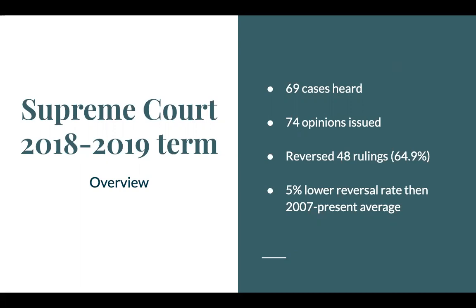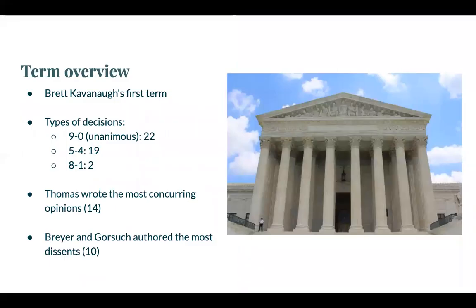That's really interesting about where the cases came from. How about the nature of the court's opinions? Sure. So this term, SCOTUS issued 22 9-0 opinions, which is a unanimous opinion, and it issued 19 5-4 opinions, which is the closest the court can be split.